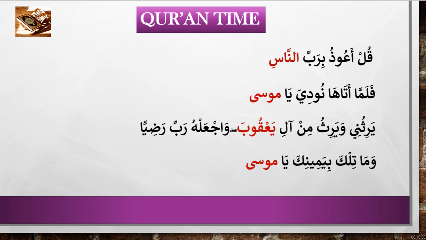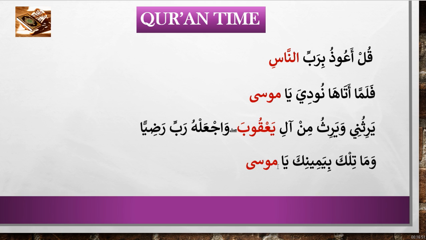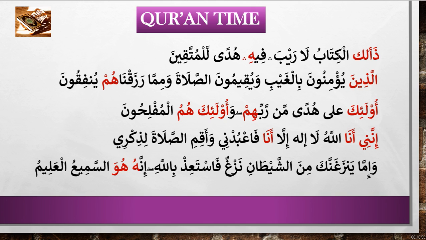Now notice it's tilka. This is an Ismul Isharah. Why tilka? Why not zalika? Because it's an object, right? In his hand there is an object, so it's tilka. And ka, what's that? Damir muttasil, right? Let me take you back there. This one, Damir muttasil. Okay. Ya Musa. Okay, done. Let's do more. Don't be scared. Don't worry. We'll be over within a flash, inshallah.